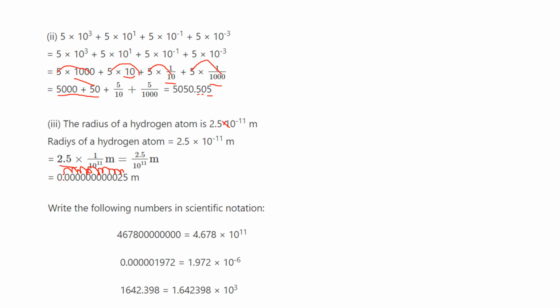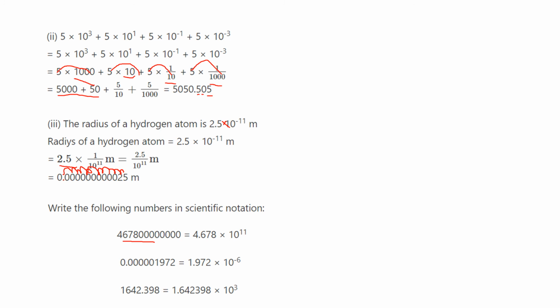Write the following numbers in scientific notation. Here we can write it from its given standard form in scientific notation. That is the answer here, 4.678, and here you see 1, 2, 3, 4, 5, 6, 7, 8, 9, 10, 11. Therefore we can write it as 4.678 into 10 to the power 11. Next one.